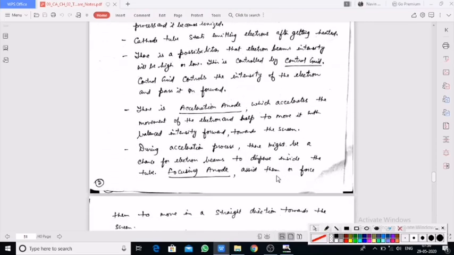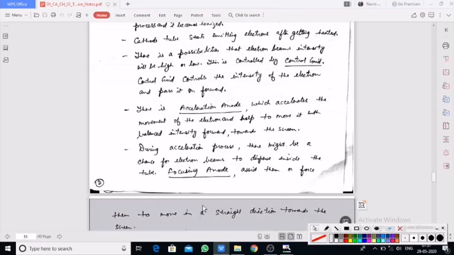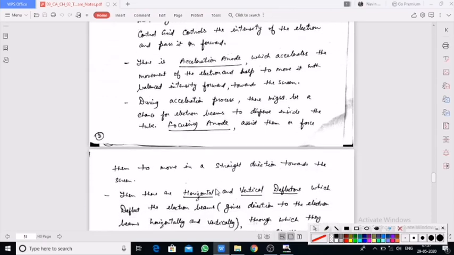Move it forward, make it move. The better word will be move. There is an acceleration anode which accelerates the movement of the electron, and helps to move it with balanced intensity forward towards the screen, which was the main motto. During the acceleration process, there is a possibility for electron beams to disperse inside the tube. The focusing anode assists them, or forces them, to move in a straight direction towards the screen.